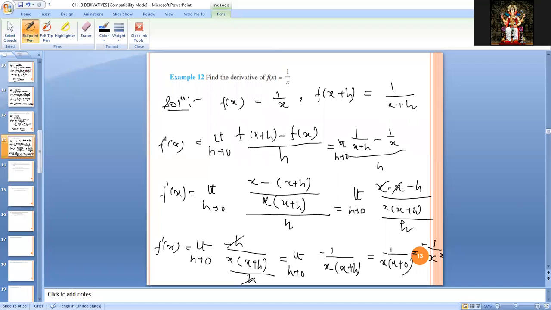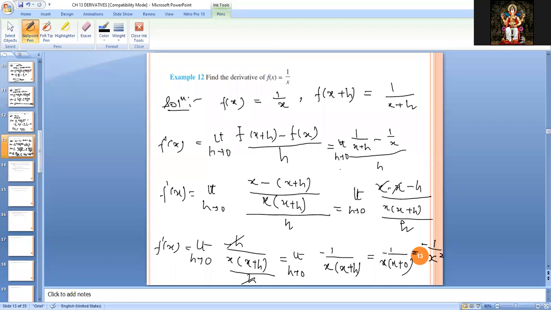Now f dash x is equal to limit h tending to 0, f of x plus h minus f of x upon h. Writing the formula is compulsory. It is very important. And it is equal to limit h tending to 0, 1 upon x plus h minus 1 upon x upon h. Limit h tending to 0, x into x plus h. We are taking the LCM of the two terms, right?